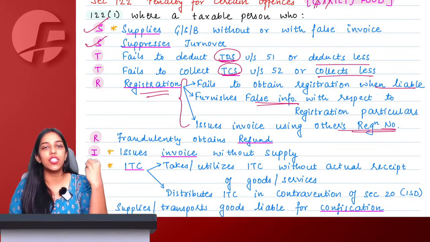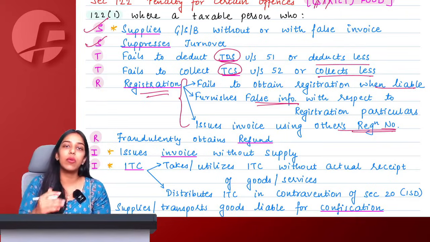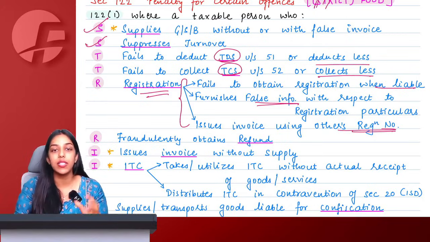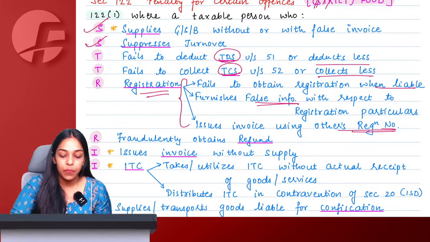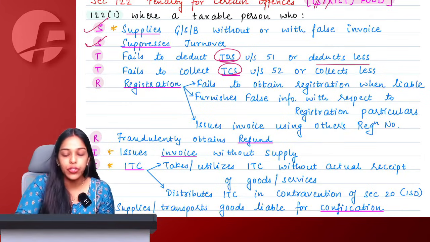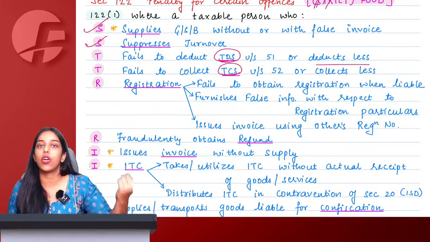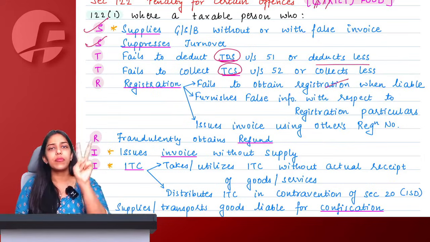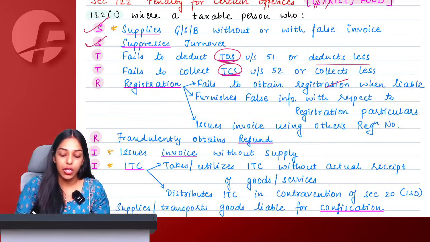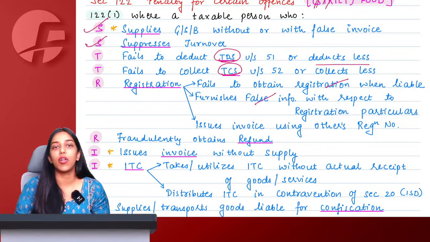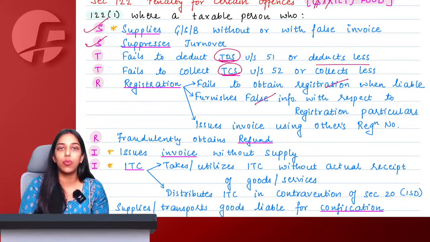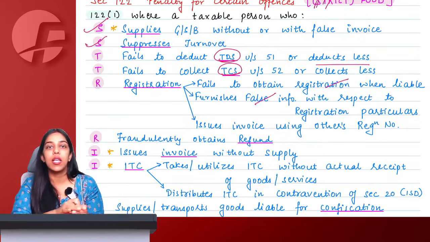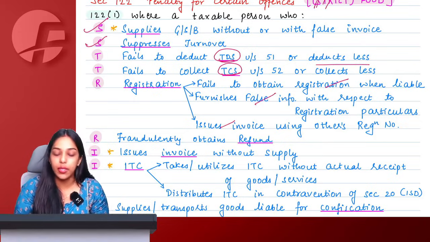I have not taken GST registration only. Now whenever I am doing any business, I am issuing invoices using someone else's registration number. So with respect to registration, we have 3 points. Point number 1, you are liable but you have not taken registration. Second, you've taken registration, but the information that you have furnished is false. And third, you are not taking registration, but you are still continuing to do business, using someone else's registration number to issue your invoices.